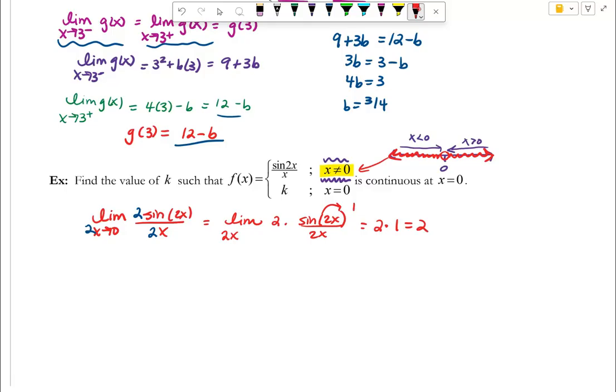All right, so we've established that the limit is 2. So that must mean that the function value is 2. If I know that f of 0 is k, and I need f of 0 to be equal to 2 for our function to be continuous at 0, well, that means that k is equal to 2.